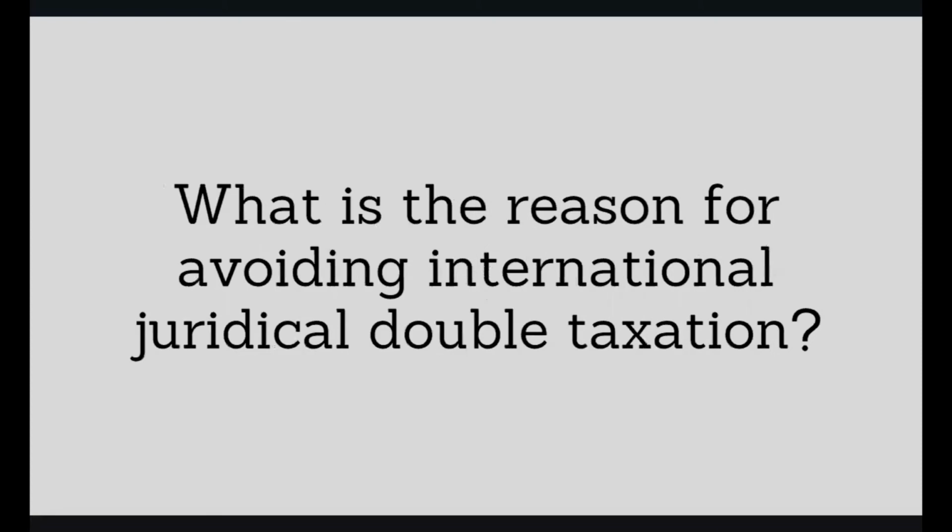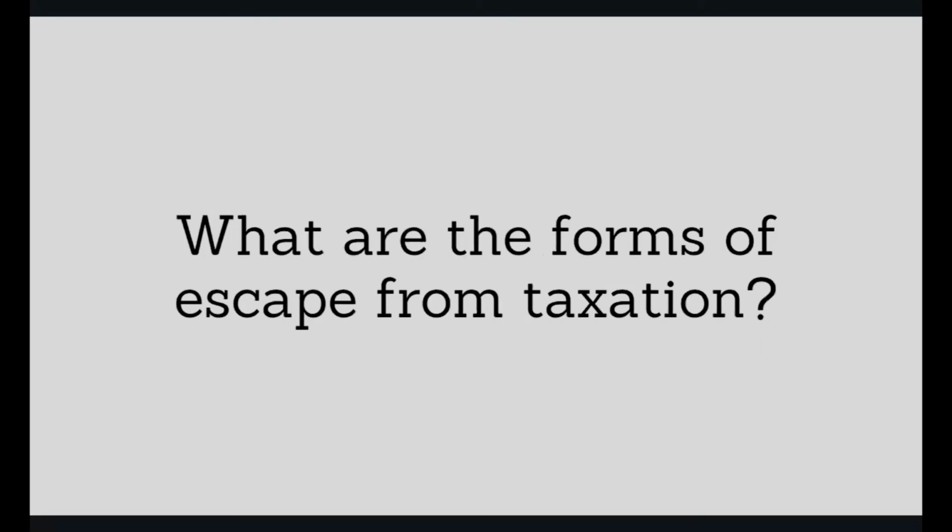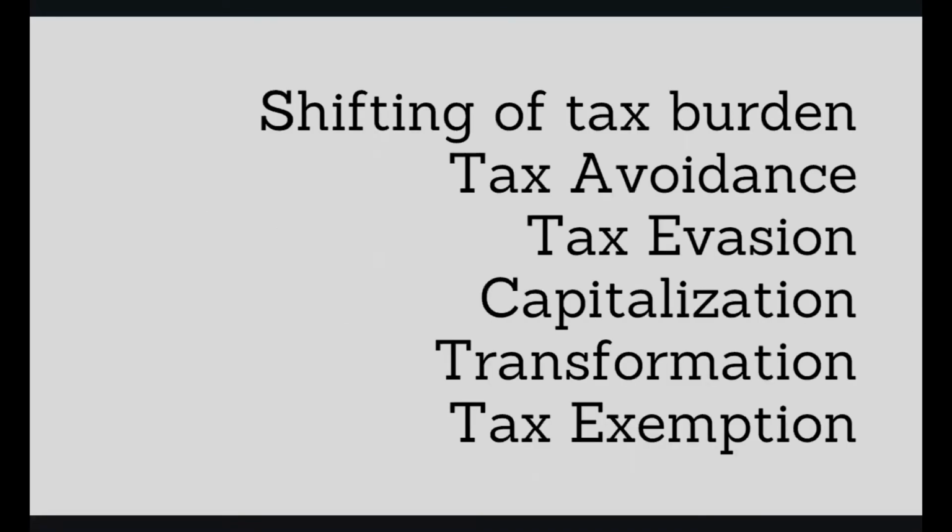What is the reason for avoiding international juridical double taxation? The apparent rationale for doing away with double taxation is to encourage the free flow of goods and services and the movement of capital, technology, and persons between countries, conditions deemed vital in creating a robust and dynamic economy. Commissioner of Internal Revenue versus S.C. Johnson. What are forms of escape from taxation? Shifting of tax burden, tax avoidance, tax evasion, capitalization, transformation, and tax exemption.